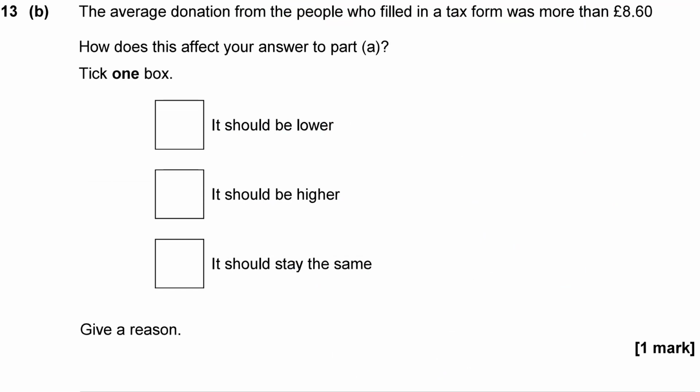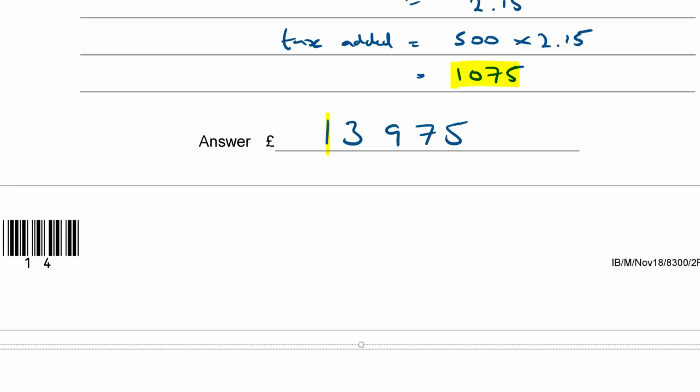Part b says the average donation from the people who filled in a tax form was more than £8.60. How does this affect your answer to part a? Tick one box. It should be lower, it should be higher, it should be the same.